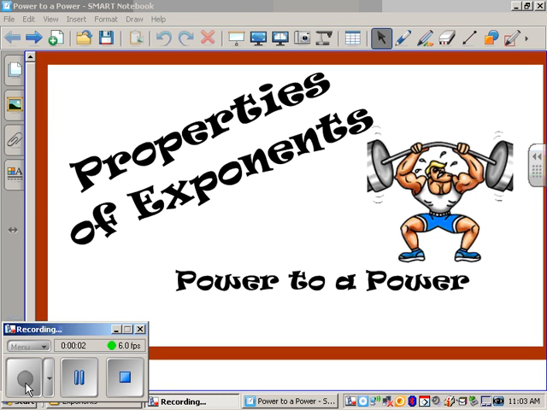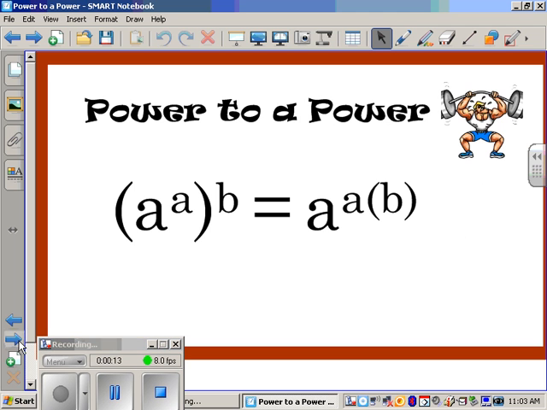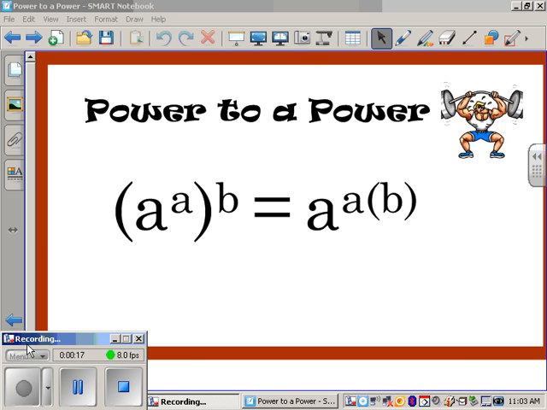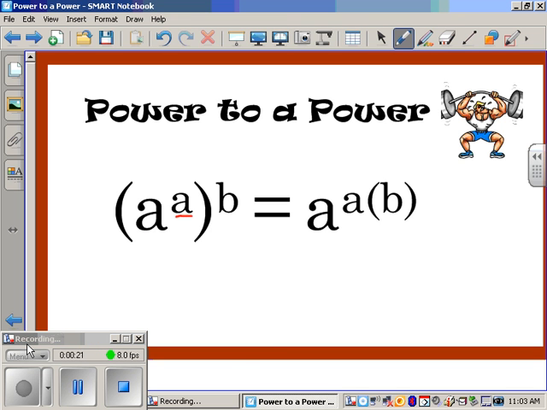In this lesson, you will continue to learn about the properties of exponents, focusing on the power to a power rule for exponents. Let's take a look at what this means. In the power to power rule, you have a base inside parentheses, and it has an exponent. But there is also an exponent outside parentheses, and what you do with these two exponents is you simply multiply them together, as shown on the right.